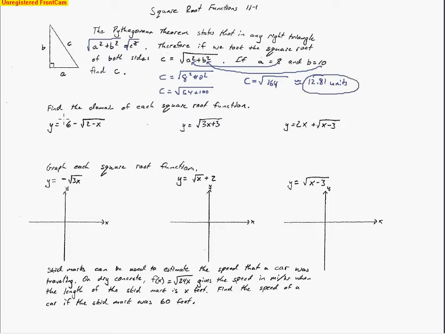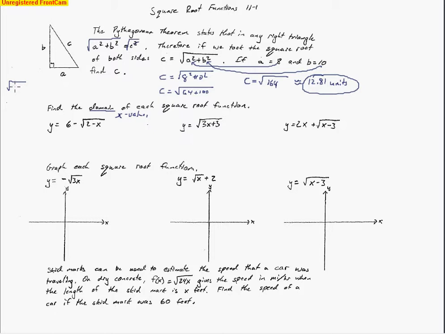Here we're supposed to find the domain of each square root function. Basically, the domain are the possible x values. The domain represents x values. Remember, on square roots, we can only have numbers that are positive underneath the radical sign, or 0. 0 is the smallest number.